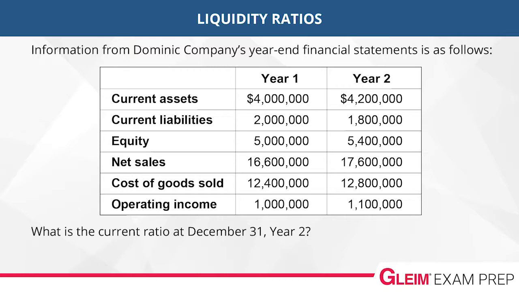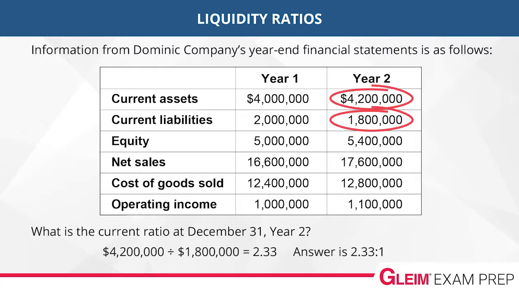The key is that the problem gives you lots of data, and you need to be able to pick out the important pieces to answer the question. The only data you need to calculate the current ratio for year 2 is the current assets and current liabilities. Now, once you realize that you can ignore all those other numbers, this isn't so hard anymore, is it? The current ratio formula is to divide the current assets of $4.2 million by the current liabilities of $1.8 million. The answer is 2.33. We would say the current ratio is 2.33 to 1.